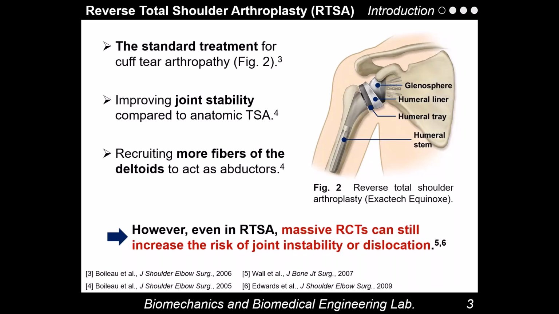However, RTSA is not a perfect solution for every case. Even with this design, massive rotator cuff tears can still increase the risk of joint instability or dislocation. That is exactly why we need a deeper understanding of how different cuff tear patterns affect joint stability in RTSA.